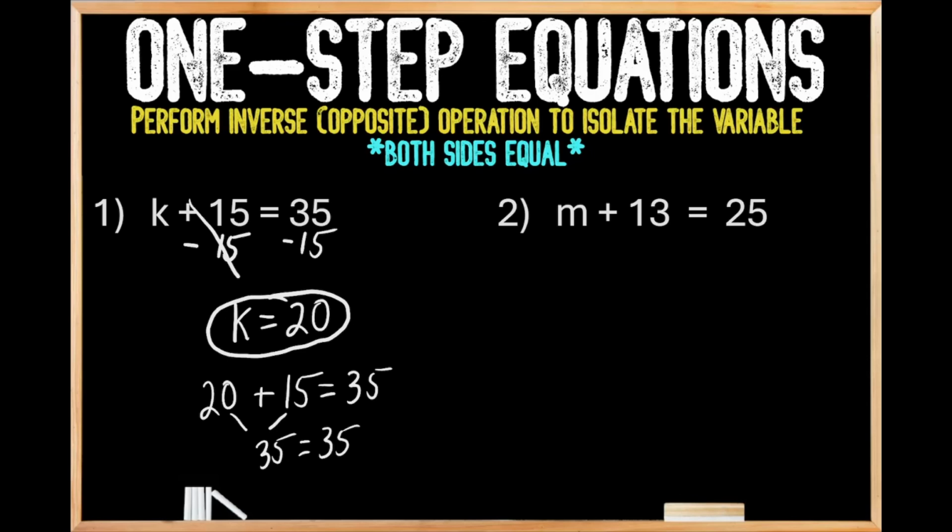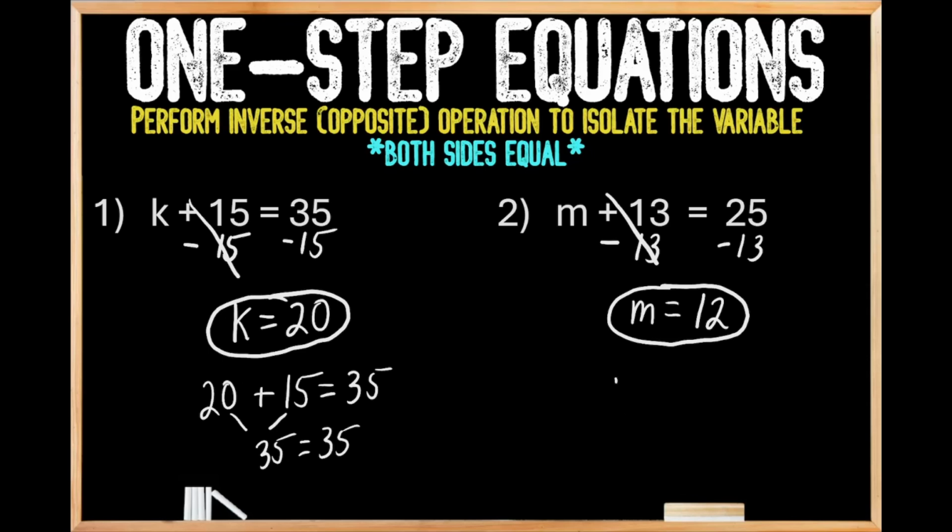So we're going to subtract 13 from the left-hand side, and we need to make sure that we keep both sides equal, so we're also going to be subtracting 13 from the right-hand side as well. On the left-hand side, our plus 13 and subtract 13 cancel each other out, so now m is isolated. And then for the right-hand side, we're going to take away 13 from 25, which we know gives us 12. So m is equal to 12, and we're going to quickly double check this.